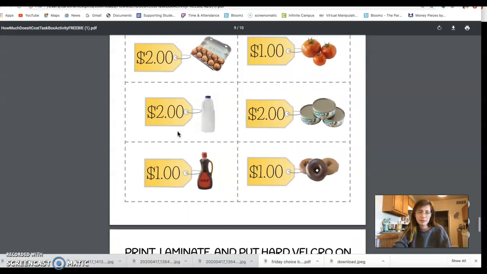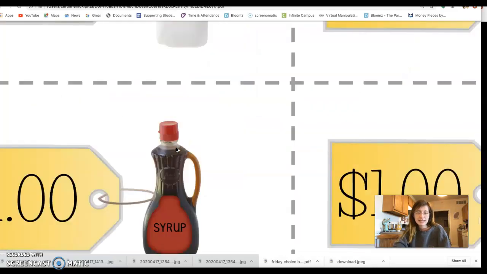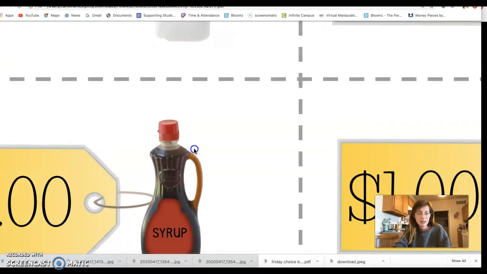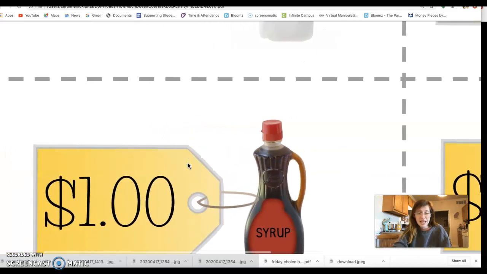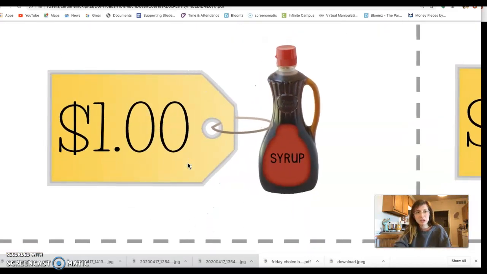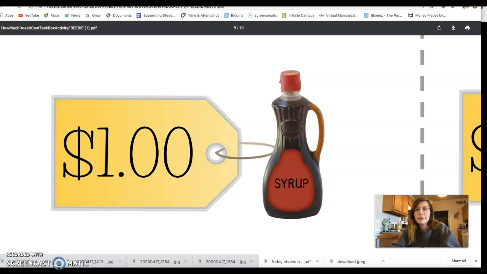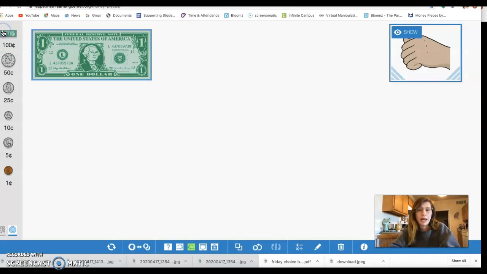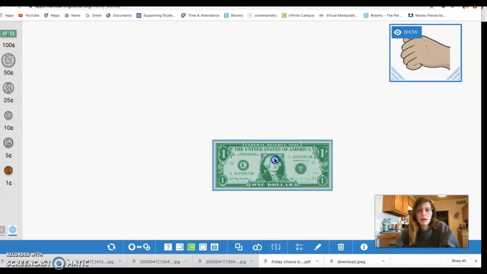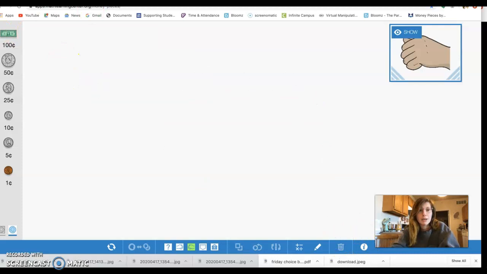And now we are on our next item on our list. We have 2 more. And what is this? This is syrup to go on your pancakes or your waffles. Yum! How much is syrup? Is it $1? Or is it $3? Good job. It is $1. So I'm going to get my money ready and count 1 for $1. Awesome job. We have 1 more, friends, and then we'll be done for the day.